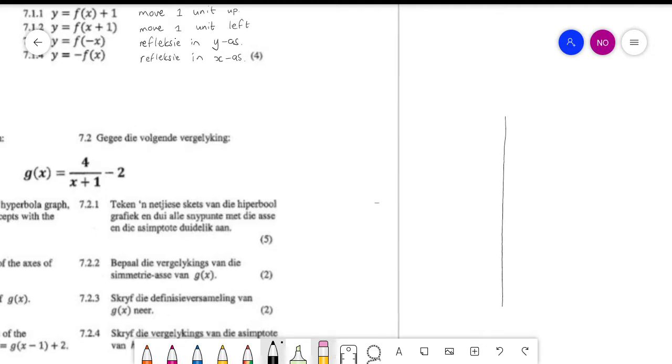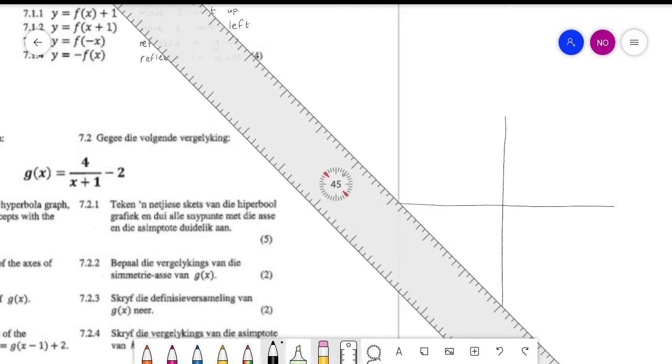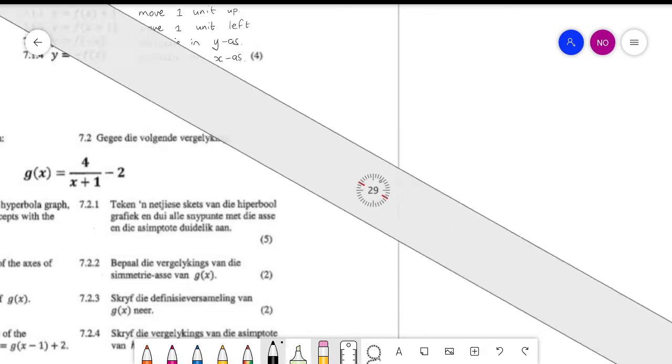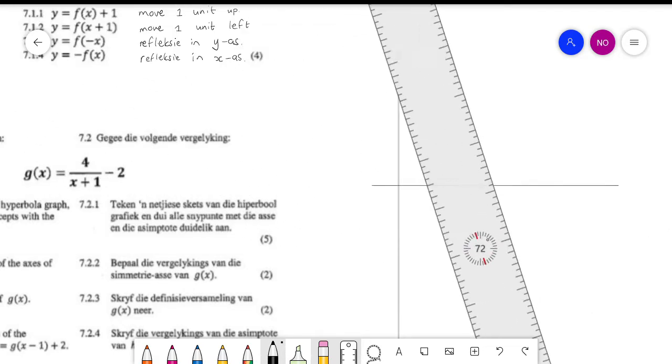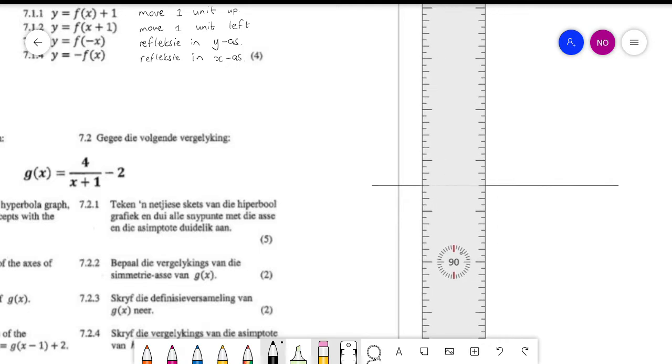I'm going to start off by putting in the two asymptotes. Do you guys agree that the y asymptote is at -2? Yeah?